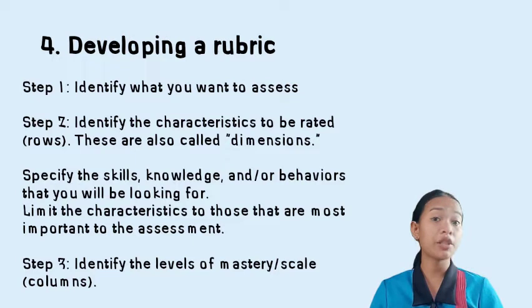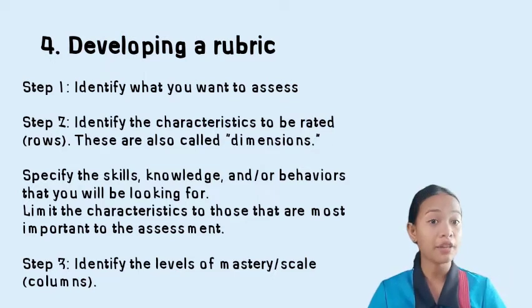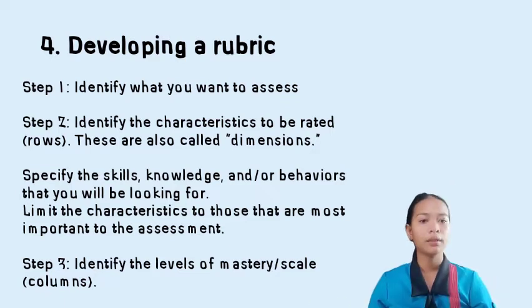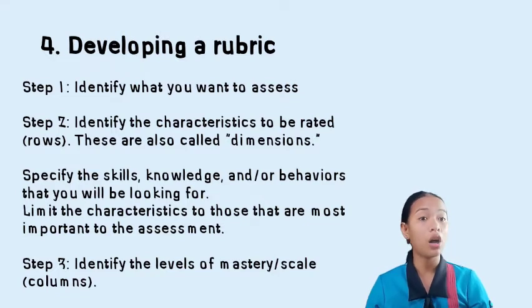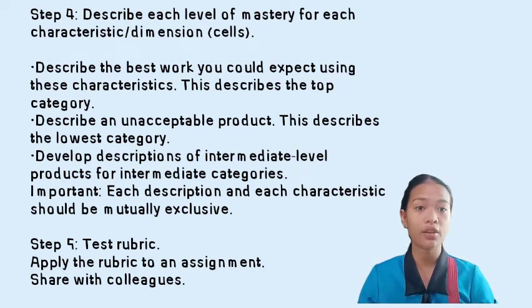So let's proceed to number 4, developing a rubric. There are steps. Step 1, identify what you want to assess. Step 2, identify the characteristics to be rated. These are also called dimensions, specifically the skills, knowledge, and behaviors that you will be looking for. Step 3, identify the levels of mastery, skills, and columns. Step 4, describe each level of mastery for each characteristic or dimension.